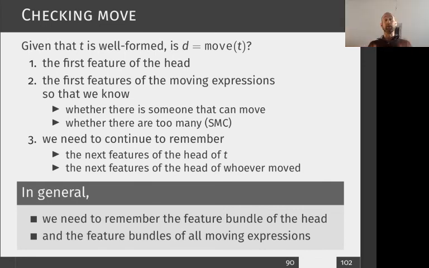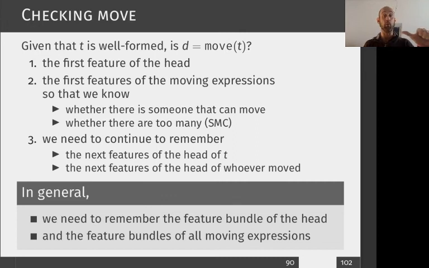Well, given that some derivation tree is well formed, what about popping a move on top of it? Is that well formed? Well, you need to know what the first feature of the head is, and you need to know the first features of the moving expressions, right? You need to know this for two reasons.